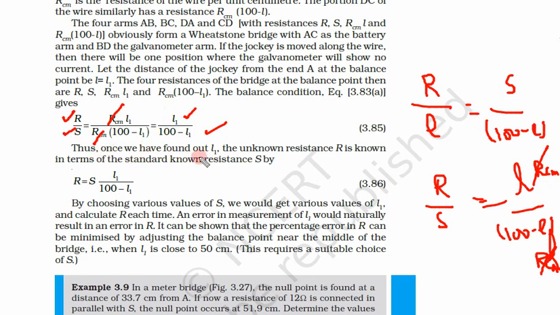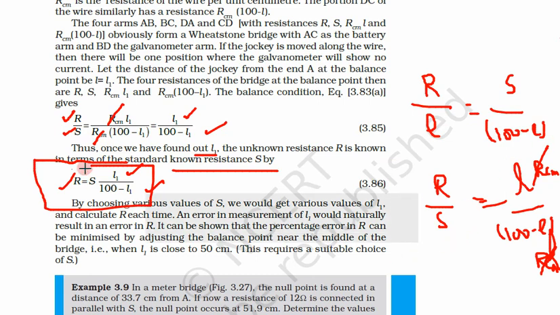Thus once we have found L1, the unknown resistance R is known in terms of the standard known resistance S. How can we calculate this R? R is equal to simply S L upon 100 minus L. Here they have taken L1 but I have taken L. So this is your formula for measuring the unknown resistance using the meter bridge.